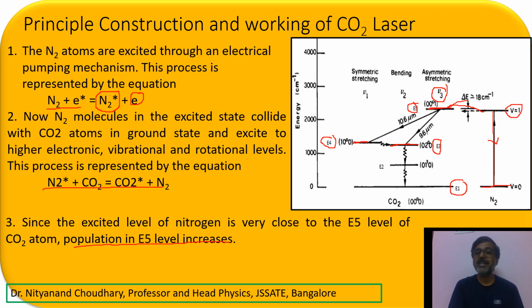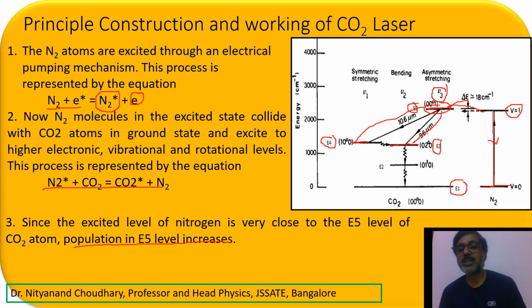So therefore what is happening? In E5 you have a large number of atoms accumulating, right? In E3 you have very few atoms, and in E4 also you have very few atoms. So between E5 and E3, and between E5 and E4, you have the population inversion. Between E5 and E4 and E5 and E3 both, you have got the population inversion.